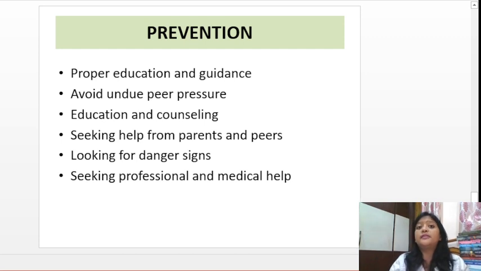Last is looking for danger signs. Suppose you find a person nearby whom you think is always going through pressure, having anxiety problems, always being depressed, or you feel that they're going through some pain. You should always look for those danger signs and you should always try to help that person.